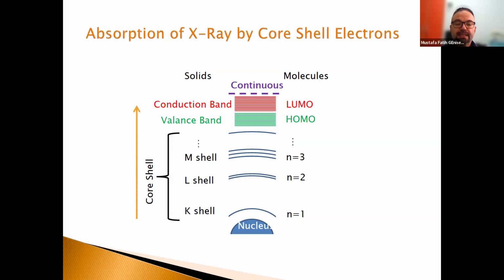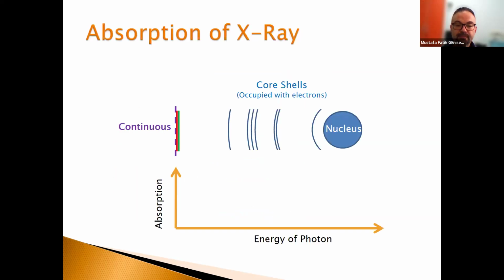If the photon has the right energy, it can take an electron from, for example, the K shell and transfer it to the conduction band or LUMO, or it can emit the electron. In this case, we can say that our X-ray interacts with the core shell electrons. Let's look at the absorption phenomena. Here is another version.